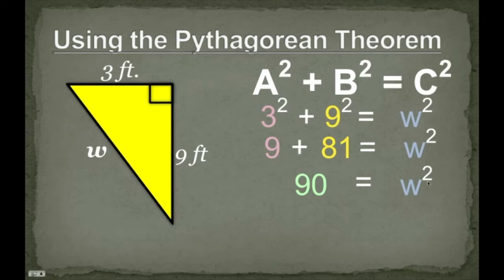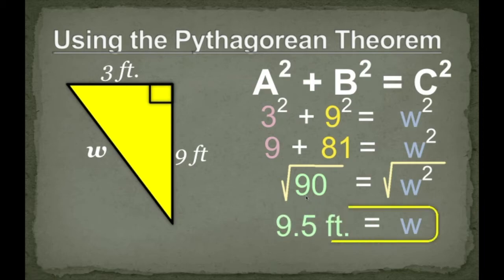This one is more difficult than the last because the other number had a perfect square. 169 was a perfect square because the square root was a whole number. This one does not. But remember, in order to get W by itself, I have to find the square root of both sides. So now, my square root and my square will cancel. I'm left with W. And that equals the square root of 90. And when we do that, we're going to get roughly 9.5 feet.